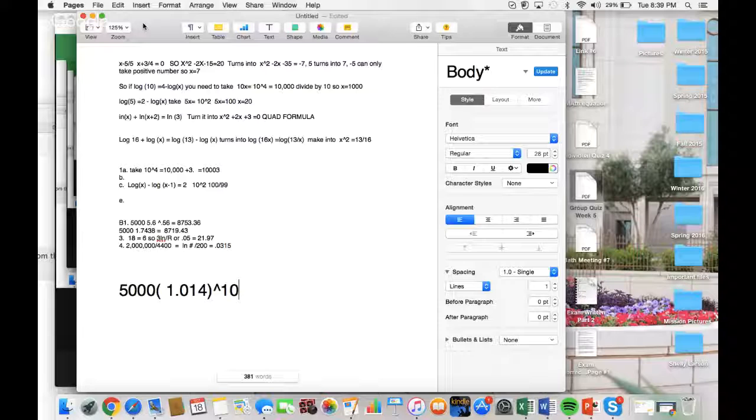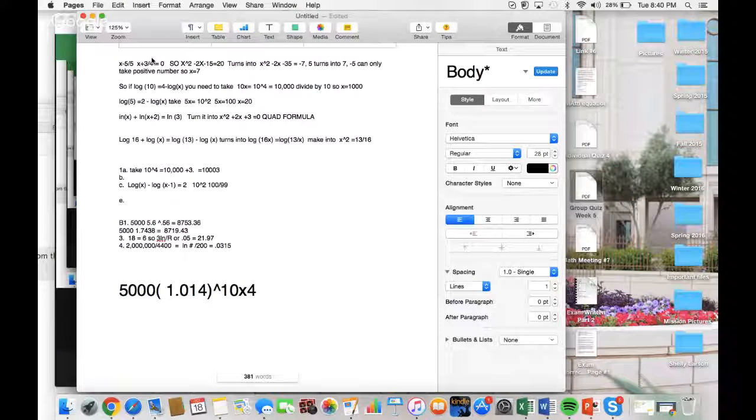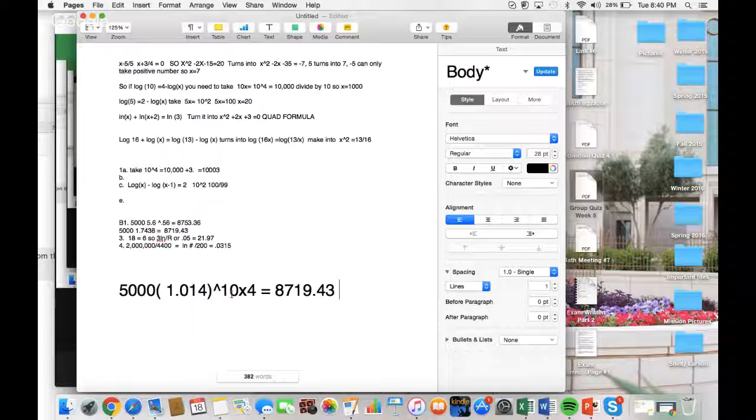And the n is 4 because it's quarterly. n times t is 4 times 10, which is 40. So you get 1.014 raised to the 40, and you come out with 1.74, that big old number, and then you multiply it by 5,000, and you end up with 8,719.43. Did you catch all that? Okay. If you have any questions, let me know. I can go back.